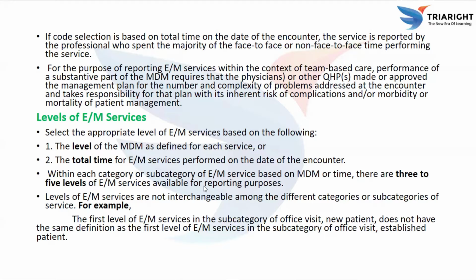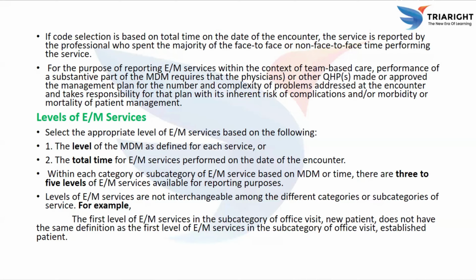And what are the levels of E&M services? There are two ways to select an E&M level. You choose one of the following, either the MDM, medical decision making, or total time on the date of the service. So you should not combine MDM and time. What is the number of levels available here? Within each E&M category, they are office, inpatient, ED, etc. There are 3 to 5 levels of E&M services. Each level has specific definitions.